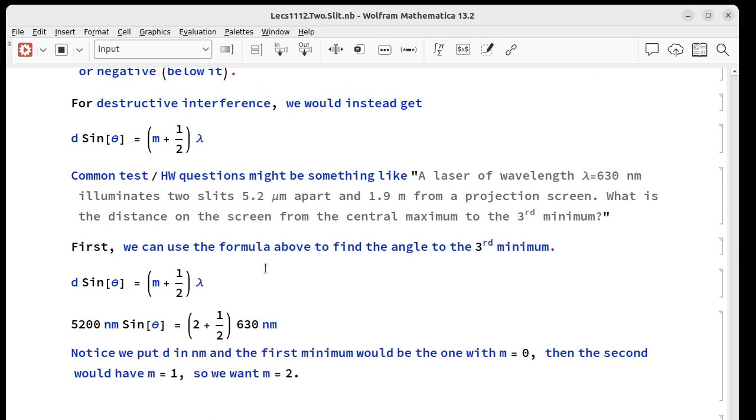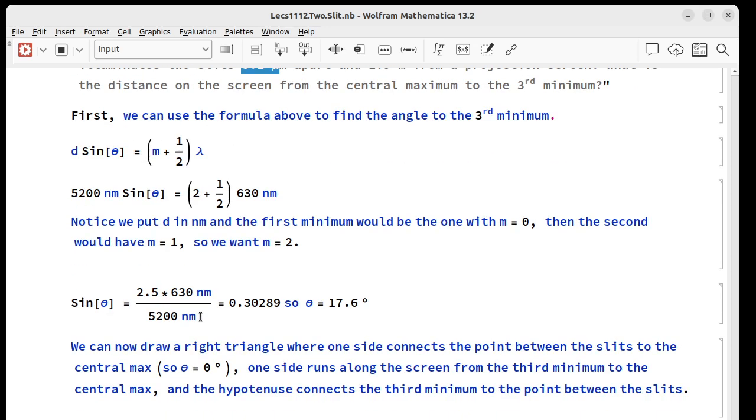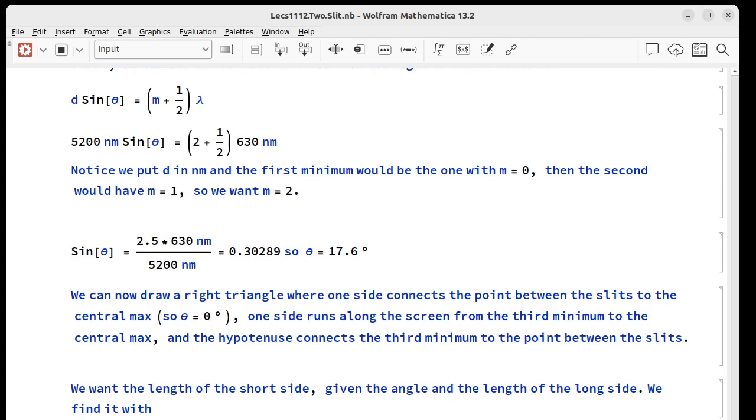And of course, we could change this question to be the third maximum, the second minimum, the second maximum, whatever. We could change the wavelength of the light. We could change the size of the slit. But other than that, it's all pretty standard. You'll see this question in every physics book.